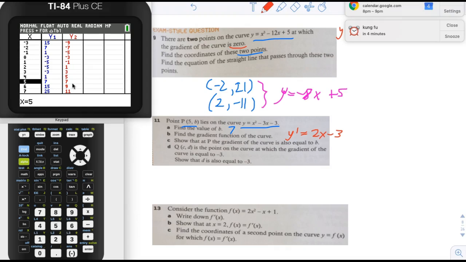Now they asked us to show that. So in order to show that with arithmetic or with algebra, what we need to do is substitute x equals 5 into this red equation, okay?